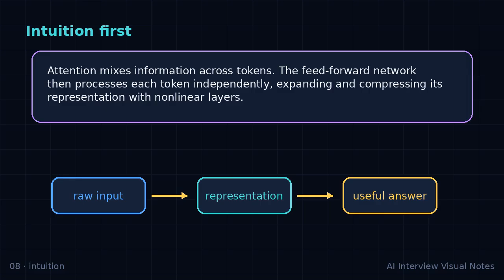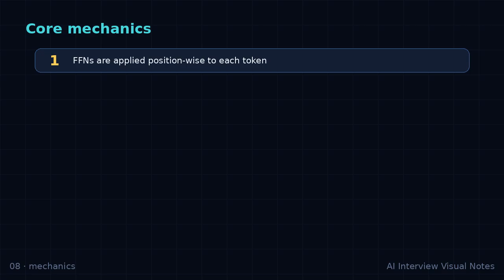Core mechanics. FFNs are applied position-wise to each token. They usually expand the hidden dimension, apply an activation, then project back. They add nonlinear feature transformation after attention mixing. The same FFN weights are shared across positions in many LLMs. FFNs contain a large fraction of parameters.